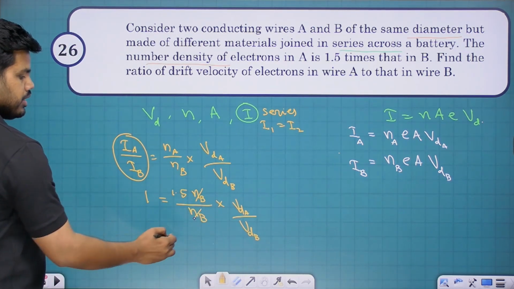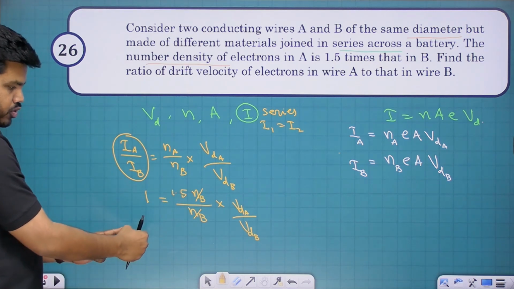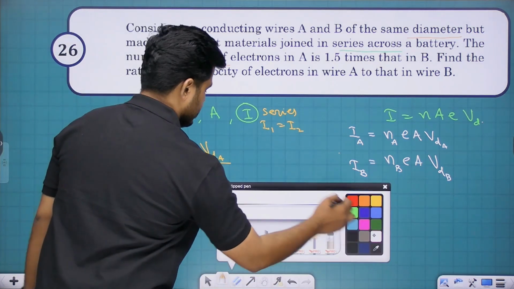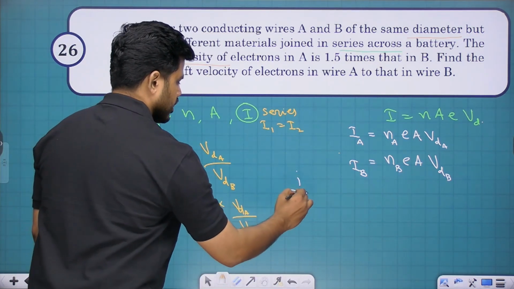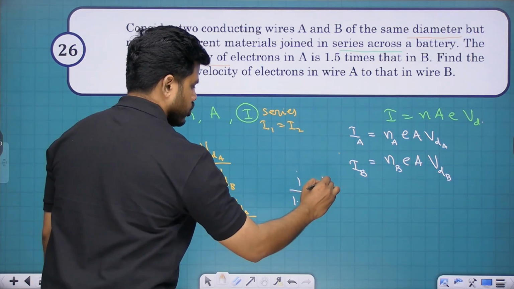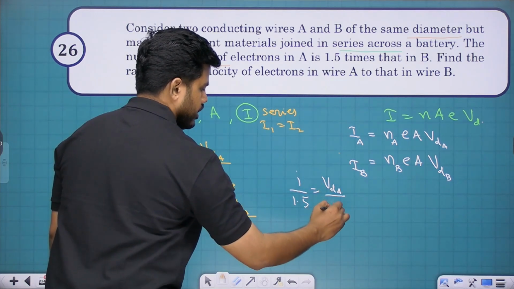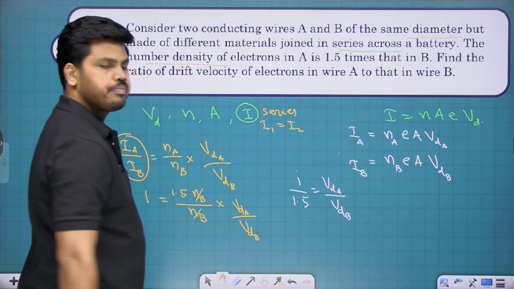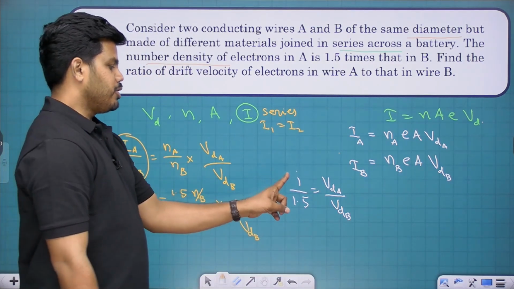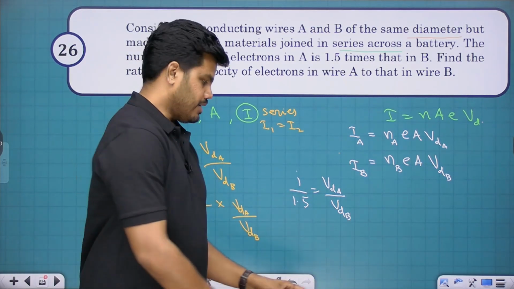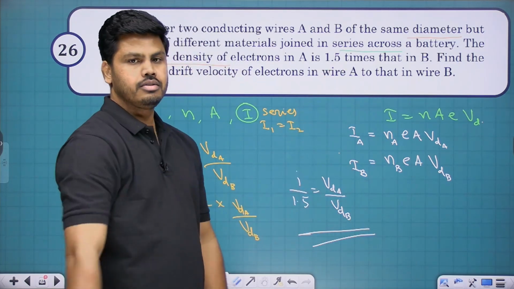See, NB gets cancelled. We can take this 1.5 to the LHS. So what is the result now? Finally, we got 1 by 1.5 is equal to drift velocity of A by drift velocity of B, right? Or it is going to be 2 by 3, right? That is the ratio. Good.